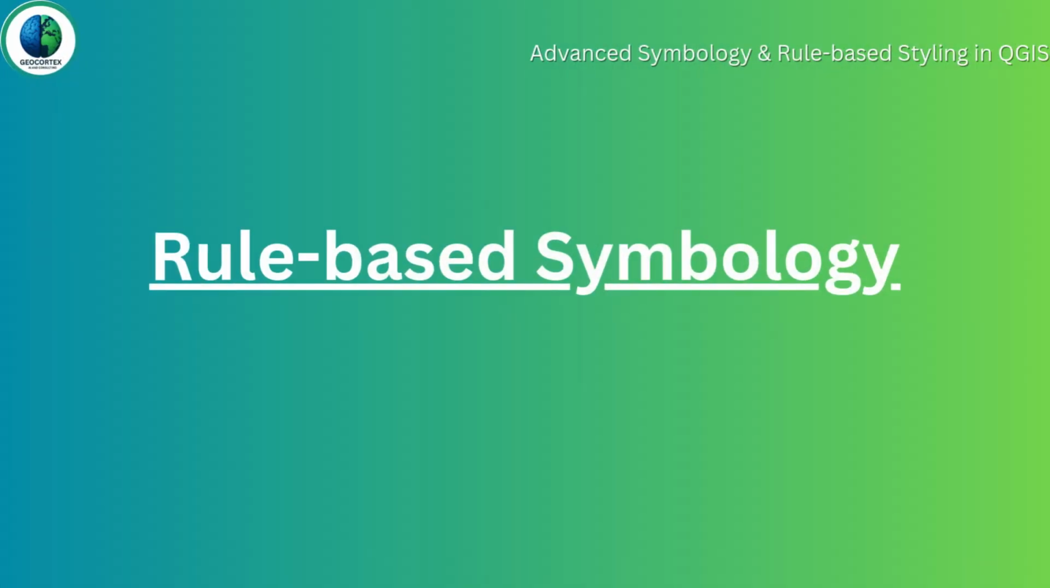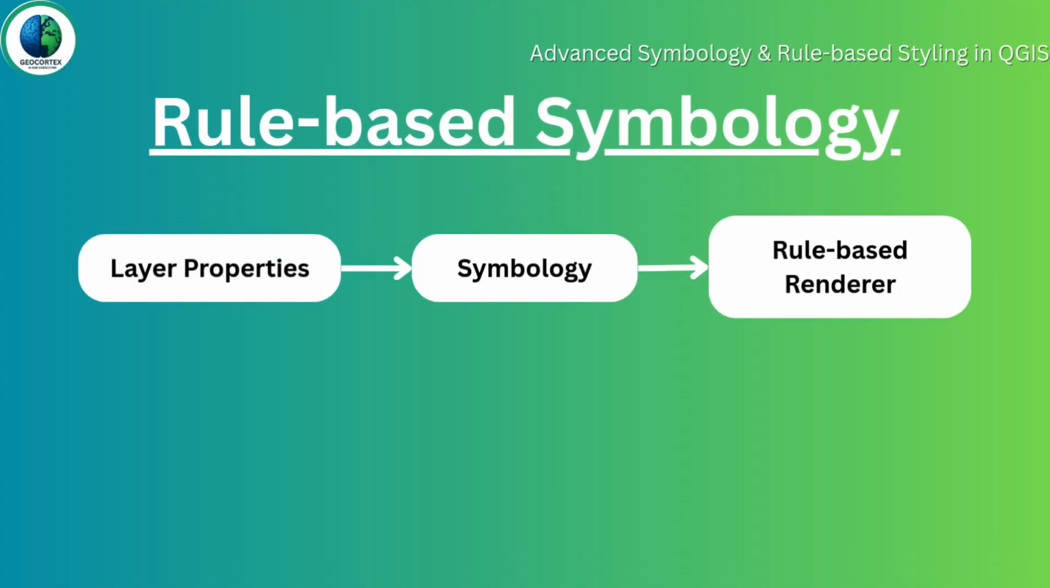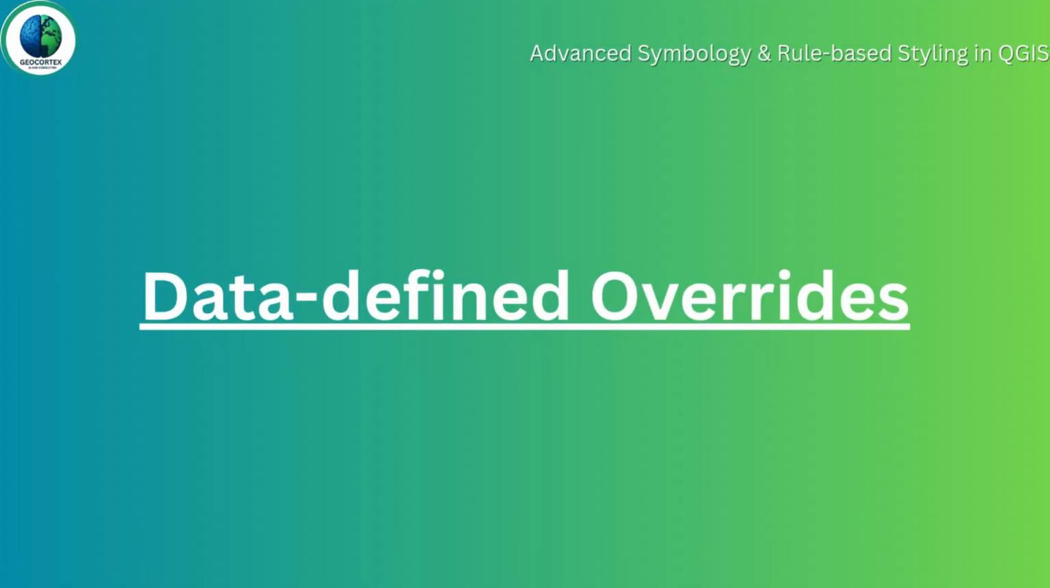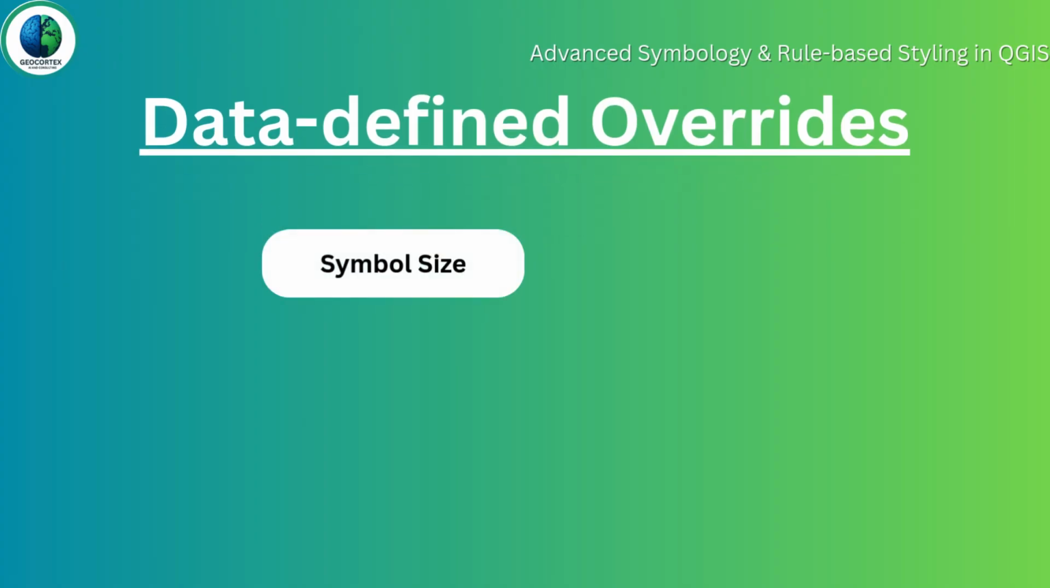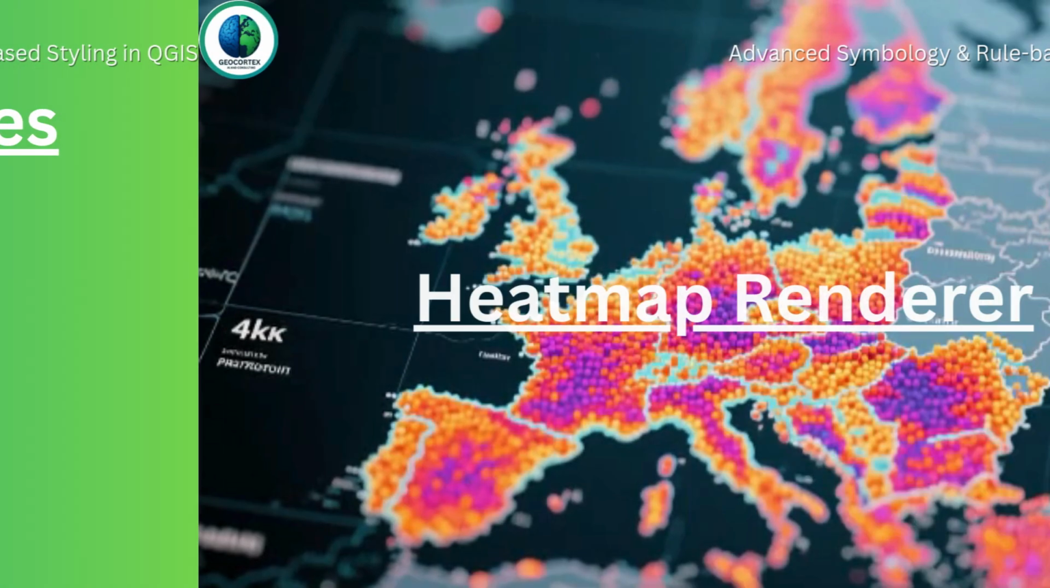Let's start with rule-based symbology. Go to Layer Properties, then Symbology, then choose Rule-Based Renderer. Here, you can define logical conditions like population thresholds, road types, or status fields. Next, we add data-defined overrides. These let you control symbol size, color, rotation, and opacity directly from your attribute table.